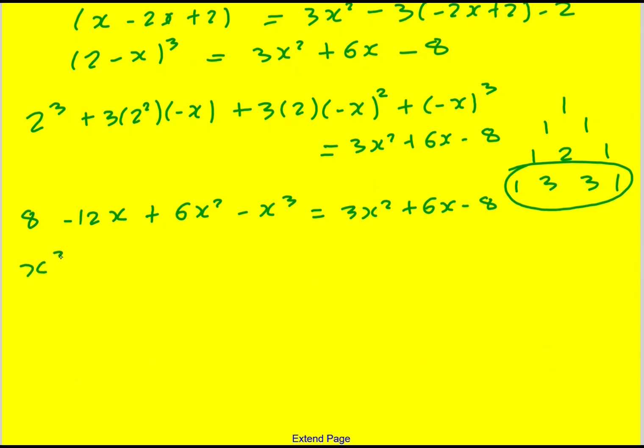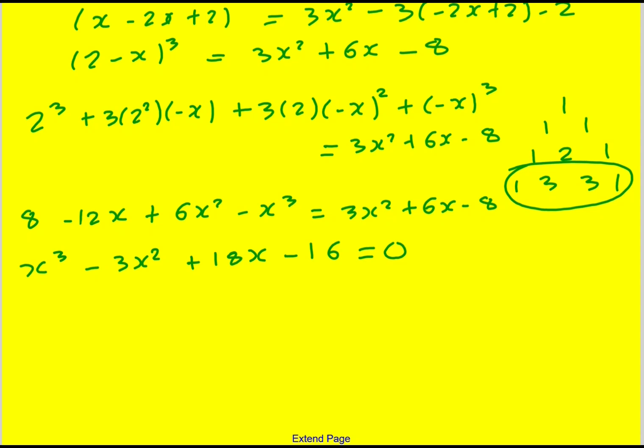Let's sort this out. It's going to become x cubed, add that onto both sides, then 3x squared minus 6x squared is minus 3x squared, plus 12x to give plus 18x, and then I'm going to get a minus 16 equals 0. And I want to now solve this equation.